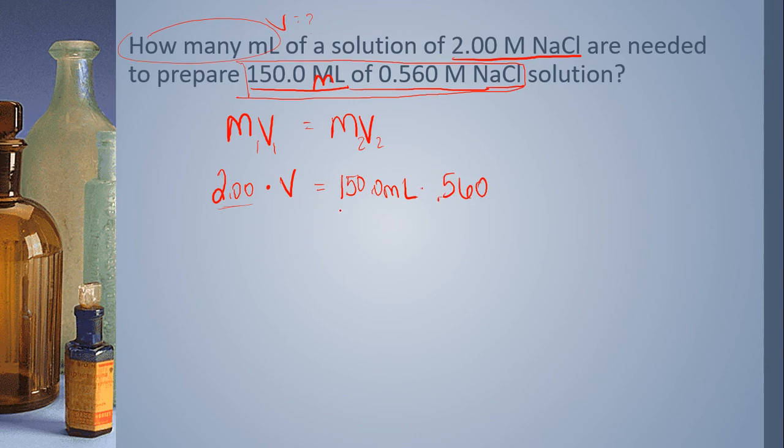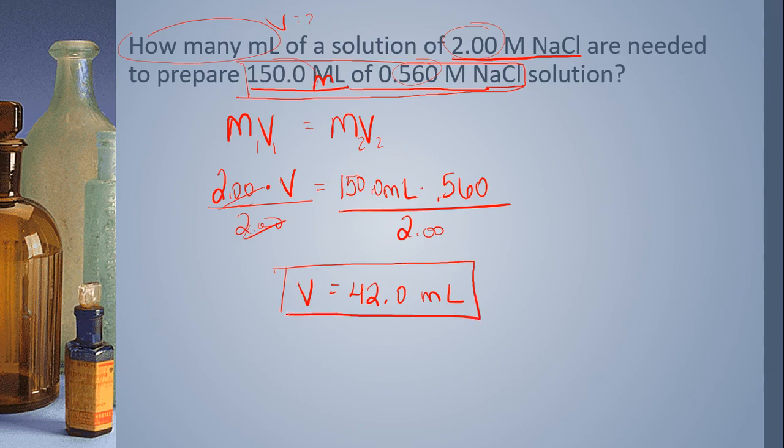Now, what do we do? We divide both sides by 2 to get rid of it over here. It's gone. And V is going to equal 42.0 milliliters. Why did I put the 0 on there? Because I need it for sig figs. If you look at this, this has 3 sig figs, 4 sig figs, 3 sig figs. So 3 is less than 4. We go with 3. So add a 0 to the end, and the answer to this question is I need to pour out 42 milliliters.